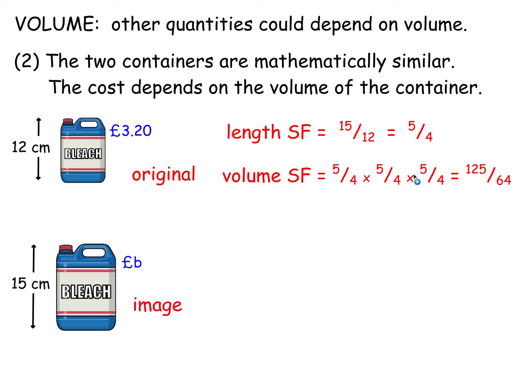5 times 5 times 5 is 125. 4 times 4 times 4 is 64. Now, that's the volume scale factor. The money depends on the volume, so scale the money using the volume scale factor. That's £3.20. 3.2 times 125 and divide by 64. So that's what you have to calculate. It's possible to do that without a calculator if you spot that 32 goes into 64. So 32 goes into 64 20 times. So that's like 1/20th. You could divide 125 by 20, or you can use a calculator there. It's 6.25. That's £6.25.